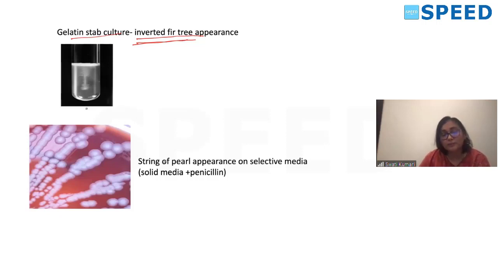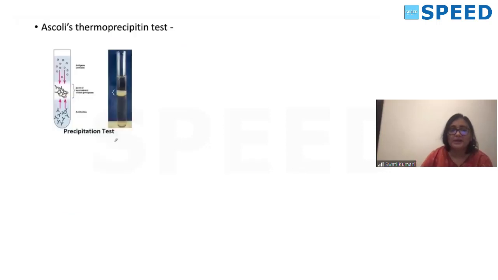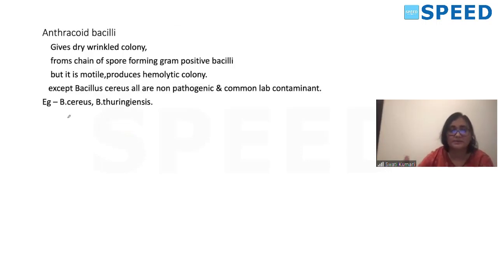And it can give a string of pearls appearance on its selective media, which is a solid media with penicillin, which we use for Bacillus anthracis. Ascoli's thermoprecipitin test is a type of precipitation reaction which we do for Bacillus anthracis diagnosis. What is anthracoid bacilli? It is motile and produces a hemolytic colony, and it is slightly different from your Bacillus anthracis. So Bacillus cereus and others come under this group. They are considered to be lab contaminants.